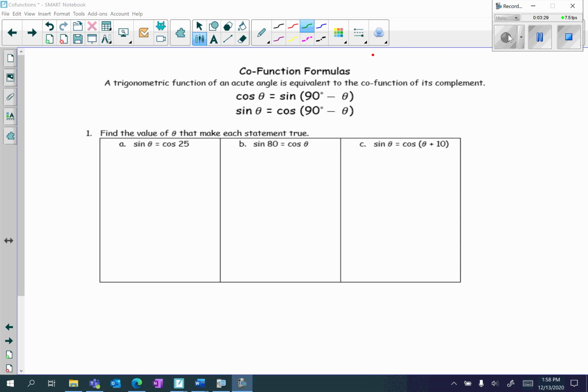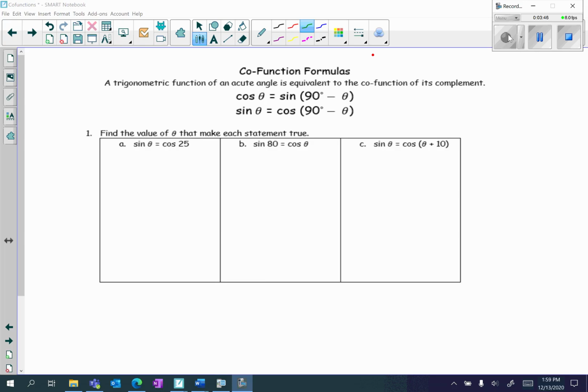Here we have cofunction formulas. A trigonometric function of an acute angle is equivalent to the cofunction of its complement. Cosine of theta is equal to sine of 90 degrees minus theta, and sine of theta is equal to cosine of 90 degrees minus theta.